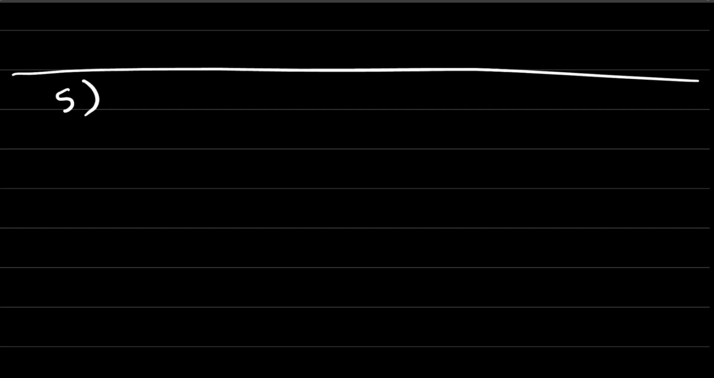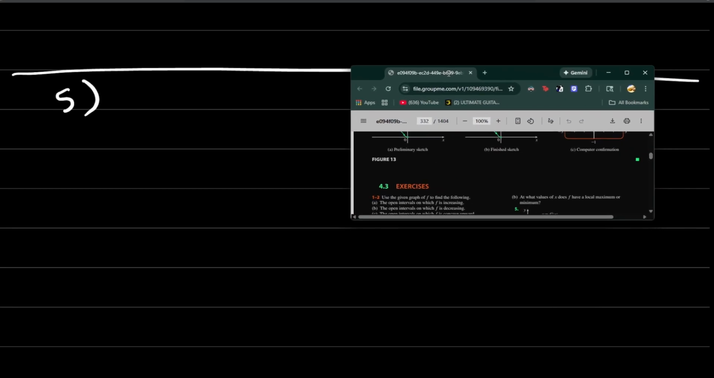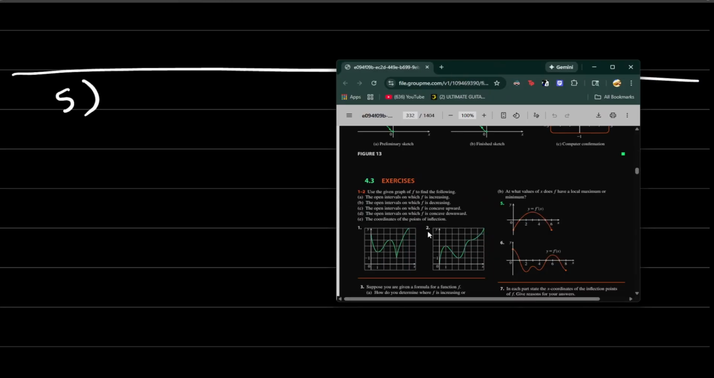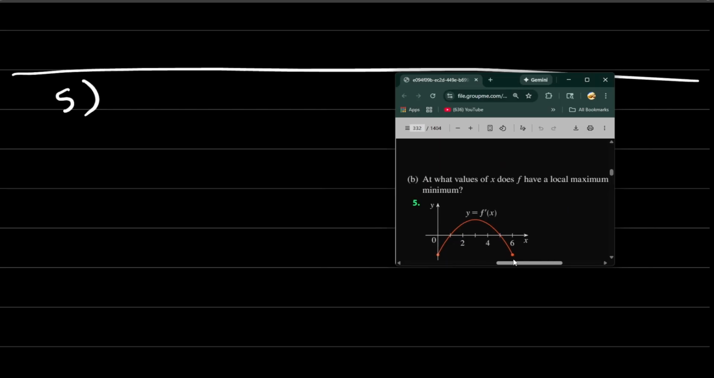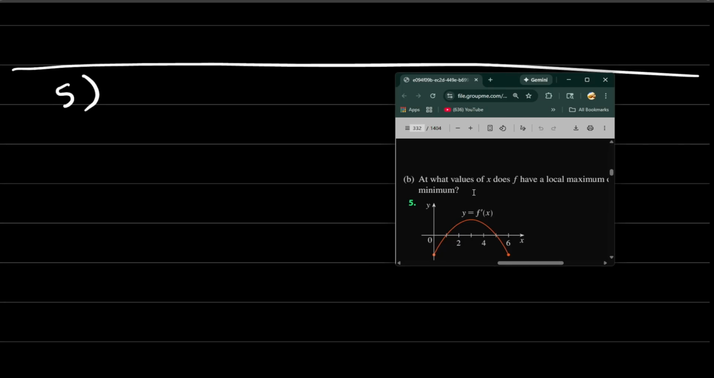So for this question, we are going to be looking at a certain graph. Let me find the graph that we're going to be using, question 5. Here it is. Let me drag this over here. We are going to be using this graph right here. It asks us, given this graph, at what values of x does f have a local maximum or a local minimum? Now, this question is trying to trick you here, because it's giving you the graph of f prime of x.